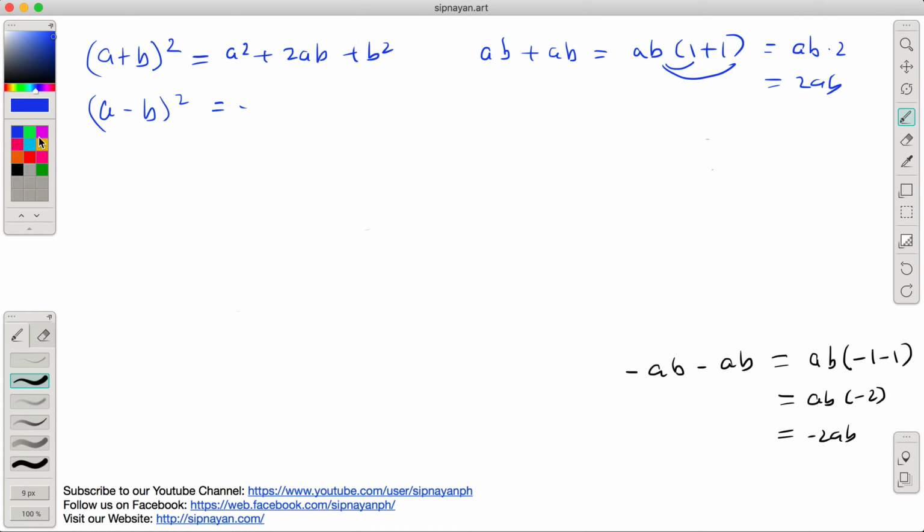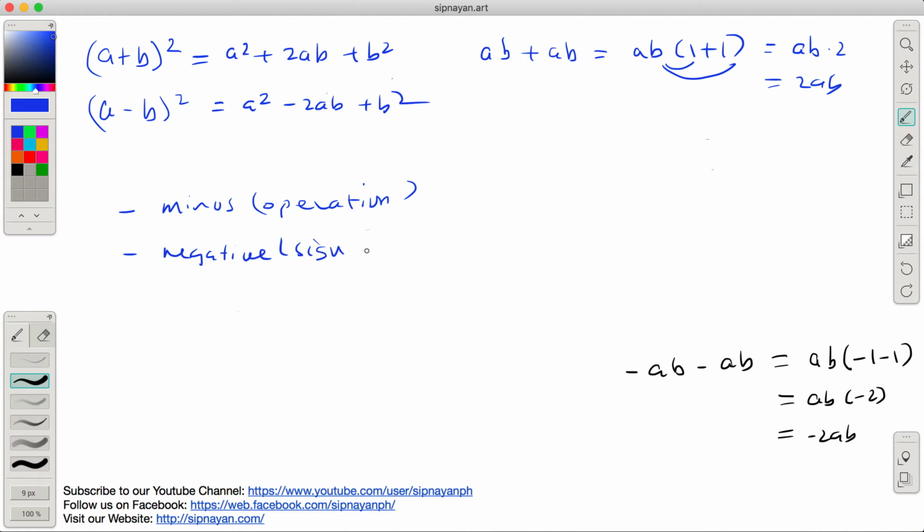Nagkakamali tayo sa operations, no? Pag sinabi mong minus operation siya. A squared, tapusin muna natin to, minus 2AB plus B squared. Pag sinabi mong minus, this is an operation, di ba? Kasama niyan yung mga addition, subtraction, di ba? Minus, plus, times, divide. Pag sinabi mong negative, this is the sign of the number, no? Of a number. So, it's either positive or negative, no?